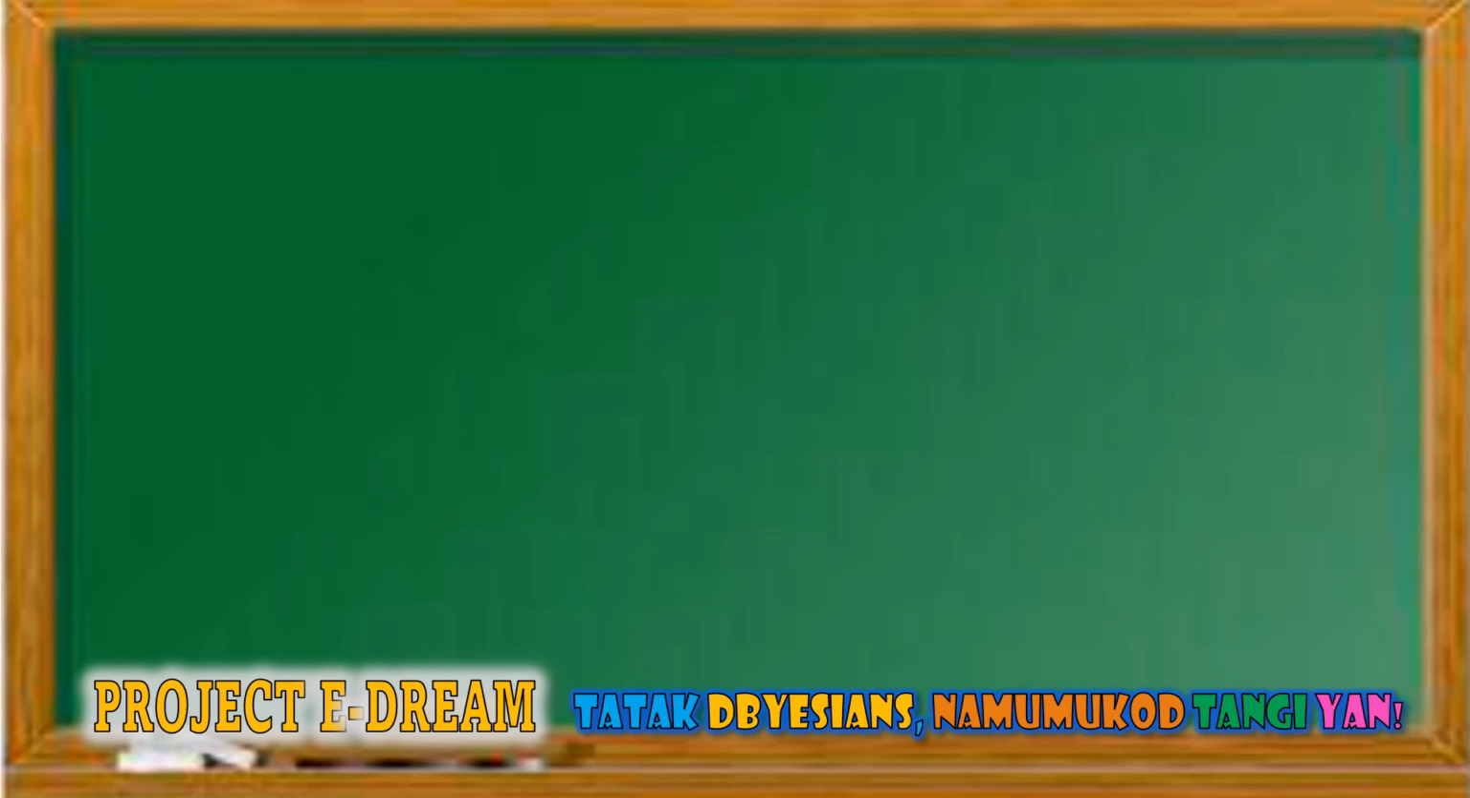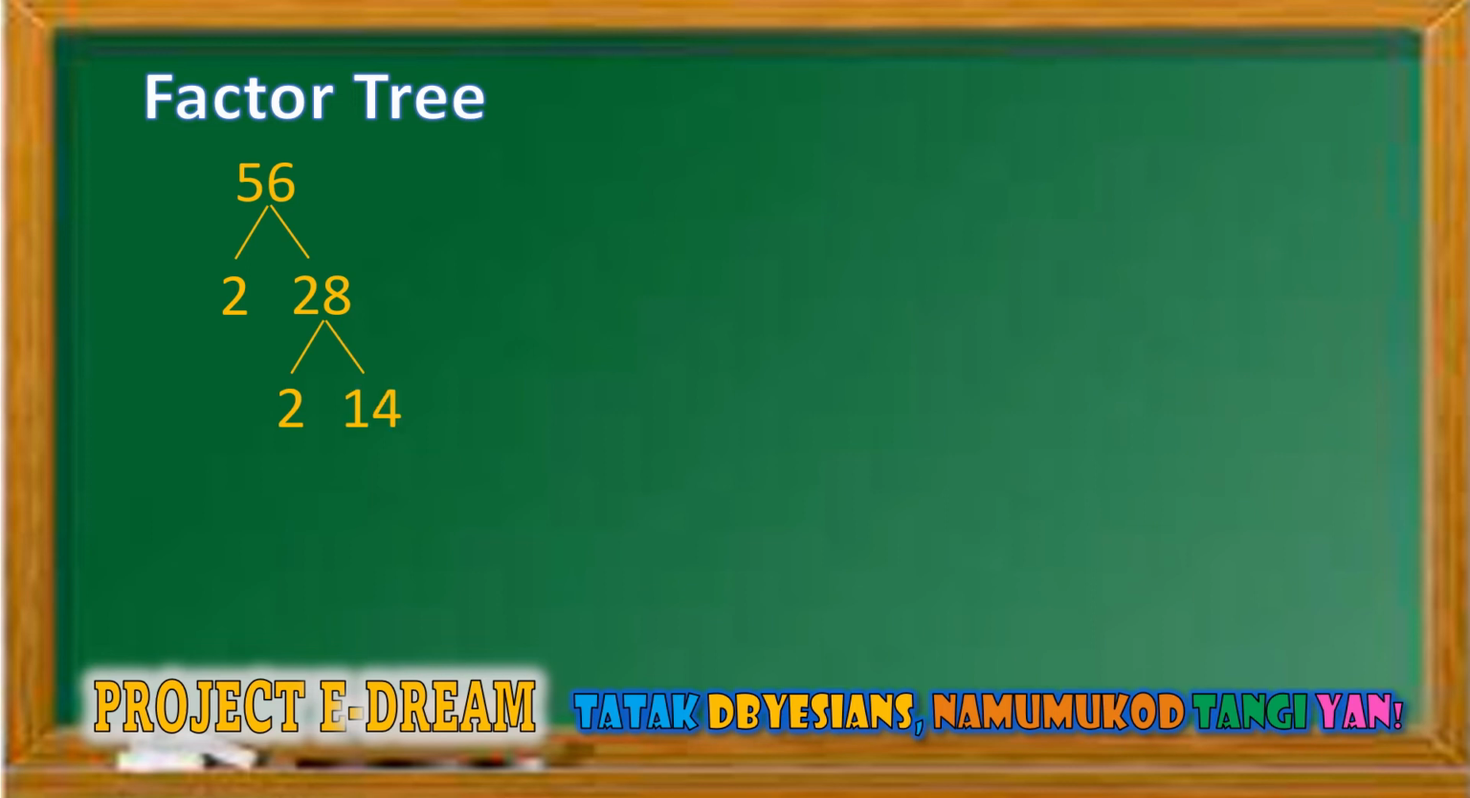How about the prime factors of 56? Again, we use the factor tree and continuous division. So the factors of 56 are 2 times 28. 2 is already a prime number. So the factors of 28 are 2 times 14. 2 is already a prime number. So the factors of 14 are 2 times 7. 7 is already a prime number. Therefore, the prime factors of 56 are 2 times 2 times 2 times 7.